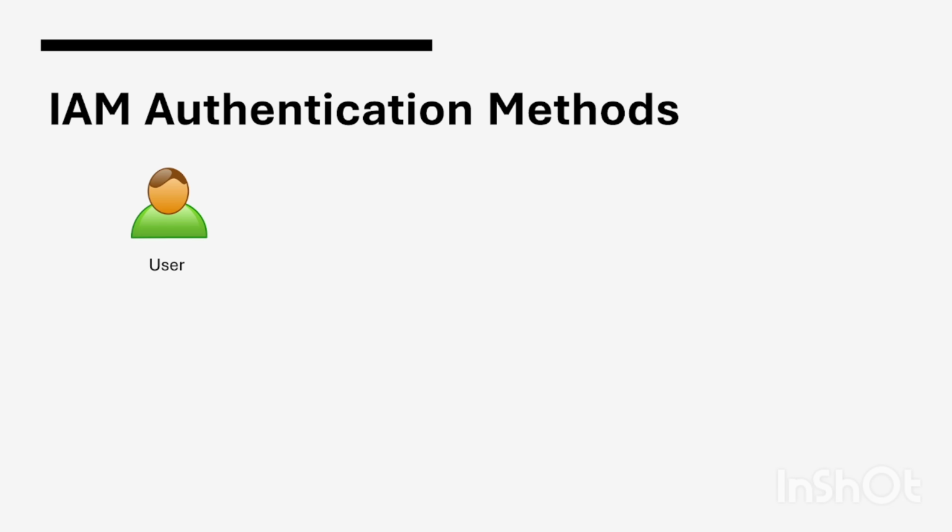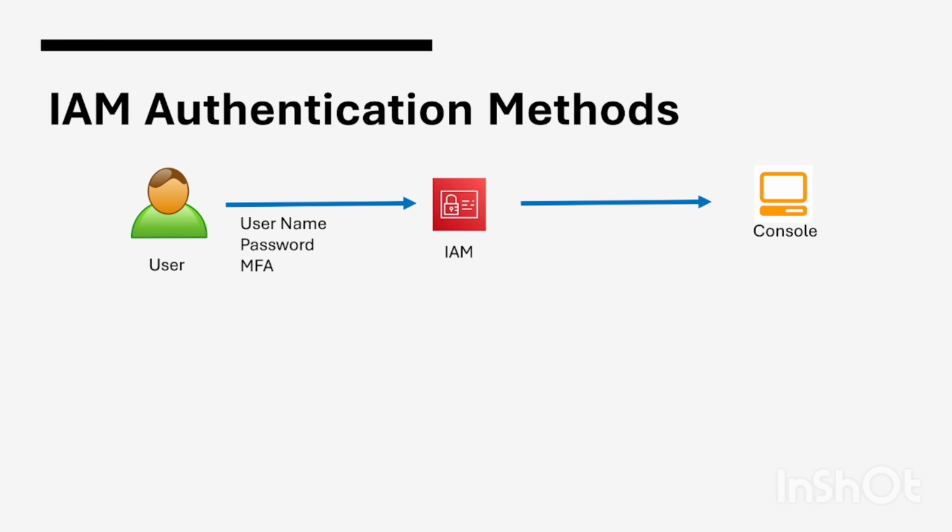First of all, we have seen that we have a user, and a user has its username, password, and MFA, which is optional, right? So you can also add an additional layer of security in the form of multi-factor authentication, which we are going to generate and create in this particular video. With this, through IAM, the user is going to get all these three things, and he or she can enter into the management console.